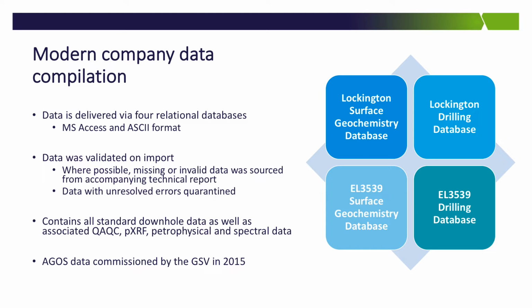So any data which failed the validations was put into a quarantine, and we did go through a process to try and resolve as many of the issues as possible using the accompanying technical report. So for example, if the downhole survey instrument was missing from the digital data files, we would check the technical report, and if we could find that information, we would add it to the data set. However, if we could not resolve the error using the technical report, that data was put into a quarantine table so that you guys, the users of the data sets, could choose how you would like to resolve it.